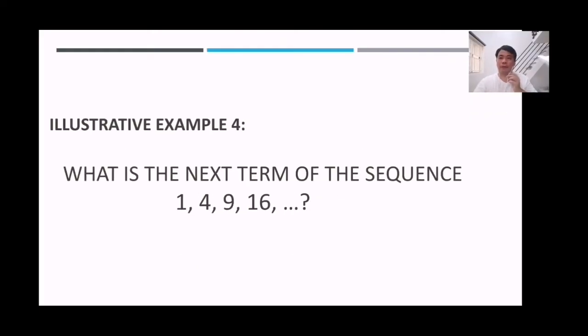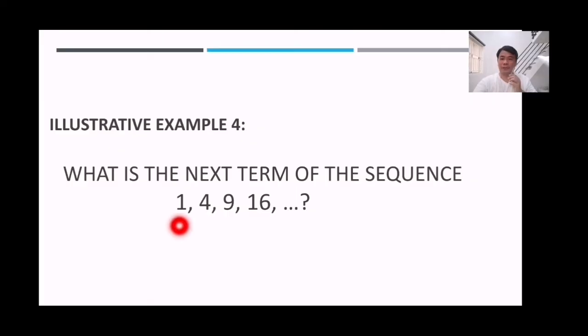Let's move on with example number 4. What is the next term of the sequence 1, 4, 9, and 16? Parang tricky masyado. Medyo tricky yung sequence na to. Okay, so I'll explain to you how do we get the next term. These numbers are called square numbers. If we're going to multiply the counting numbers by itself, ang result niya ay square numbers.